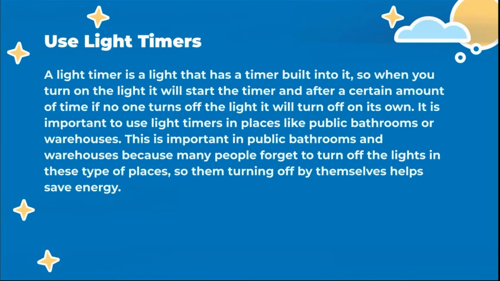Using light timers. A light timer is a light that has a timer built into it, so when you turn on a light, the timer will start, and after a certain amount of time, if no one turns off the light manually, it will turn off on its own. It is important to use light timers in places like public bathrooms or in warehouses because many people will forget to turn off lights in these types of places, so them turning off by themselves helps save energy.